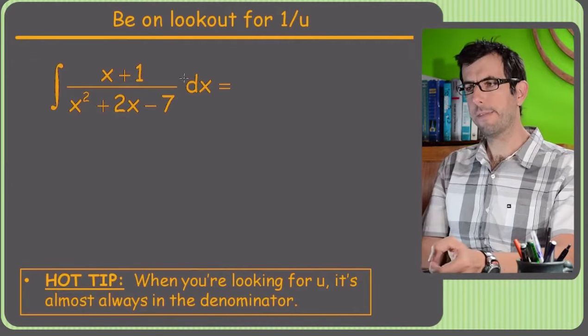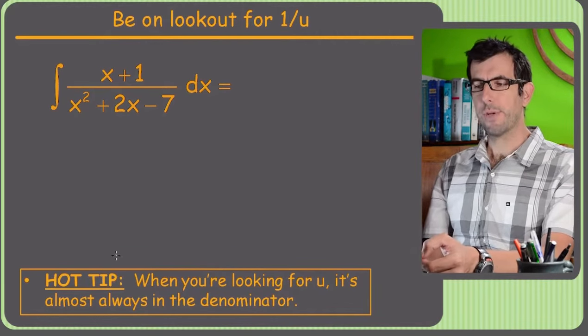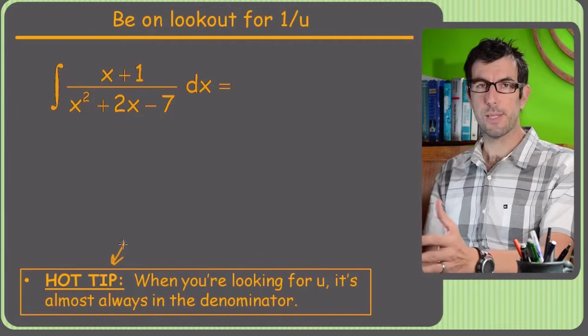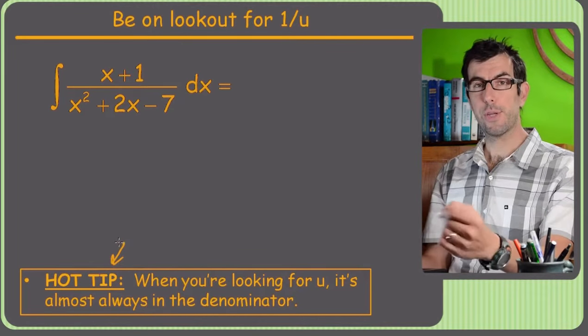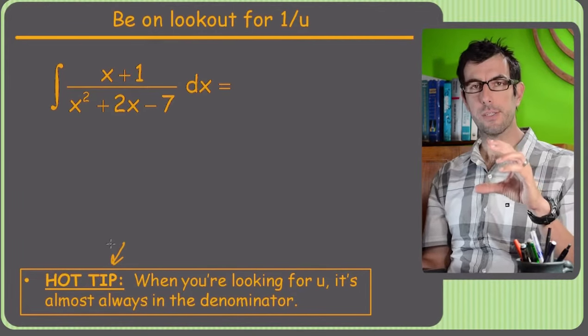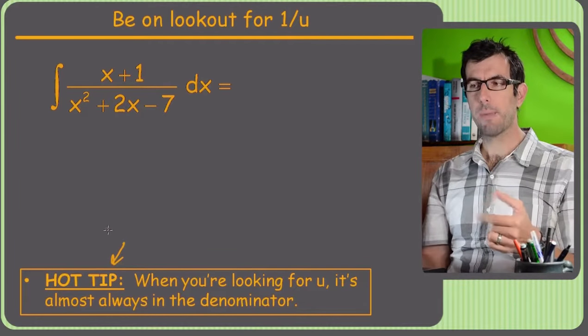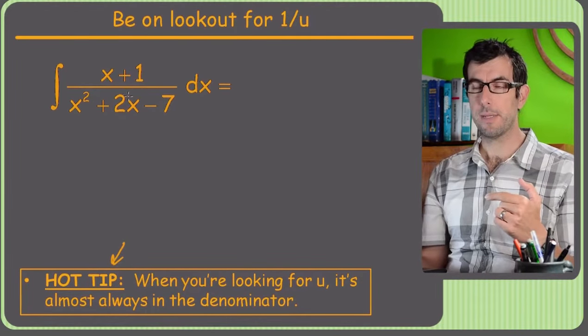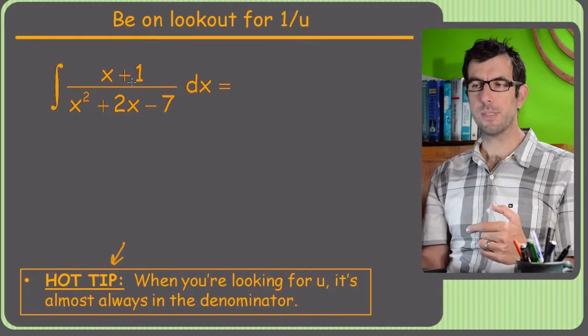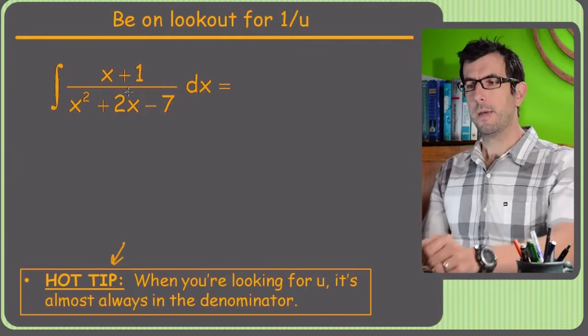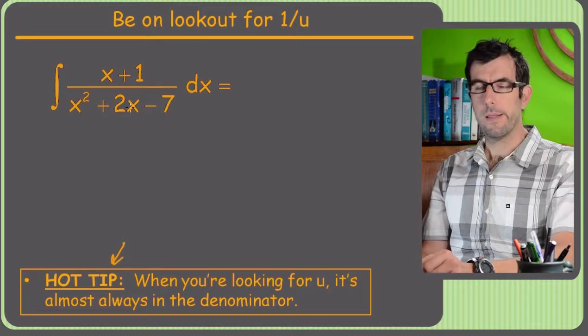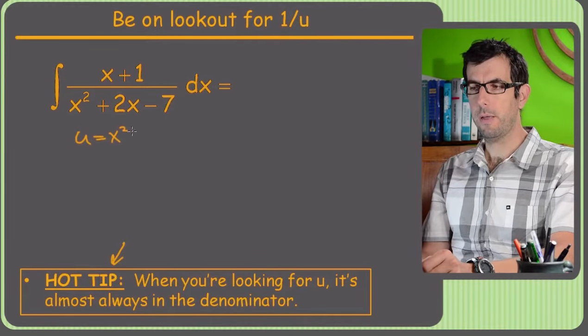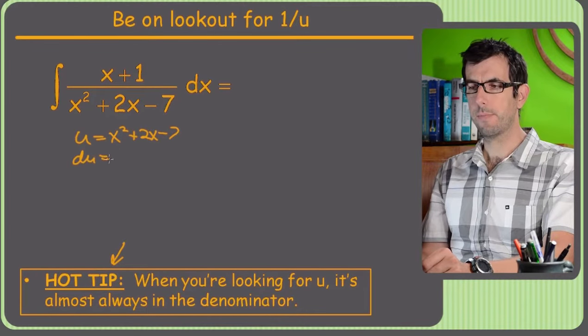So starting off, this is kind of a trick, and I'm not saying it's a great trick that's always true, but when you're looking for your u, and you have one of these big fractions, it's probably either the numerator or the denominator. And if it's just polynomials and stuff, it's probably the denominator. So let's take a crack at setting u equal to x squared plus 2x minus 7. So our du then would be 2x plus 2.